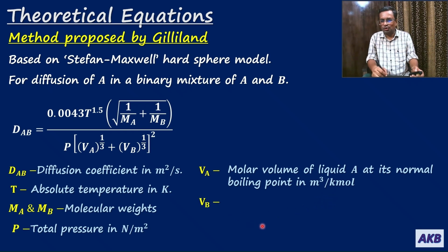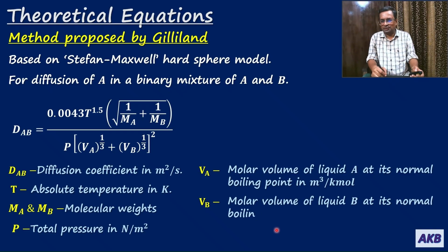Then VB is the molar volume of liquid B at its normal boiling point, and again it will have to be used in meter cube per kilomole. So in this way, we have various terms in this equation. This equation is proposed by Gilliland.